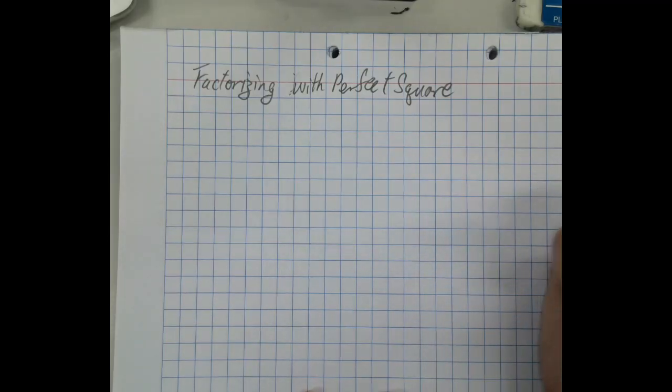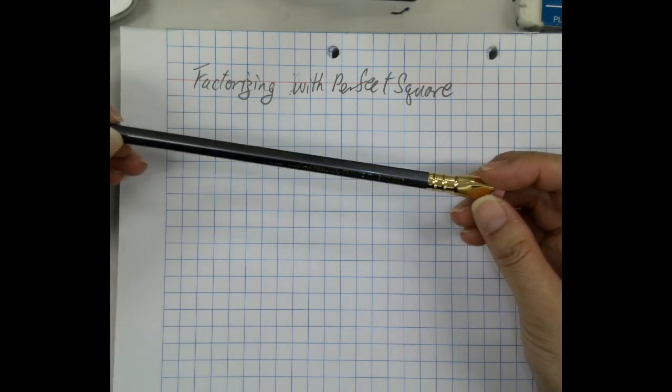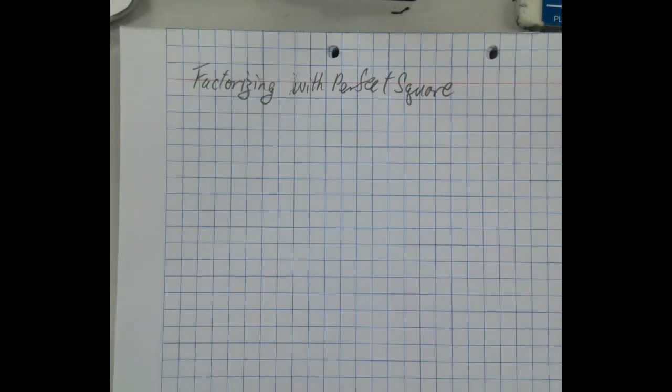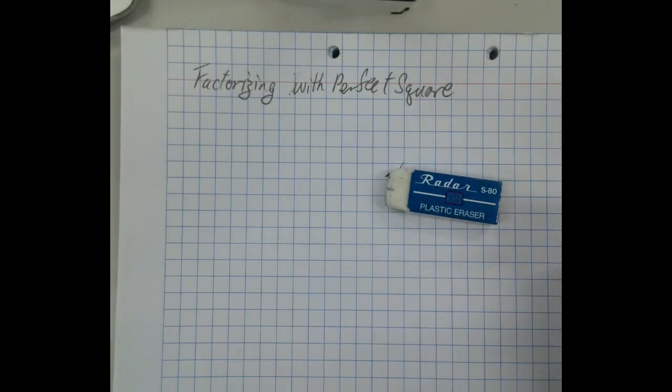So we are factoring with the perfect square today. With me is our Batwing pencil, my favorite Batwing. Anyway, so this is one of those, and then my lovely eraser radar.